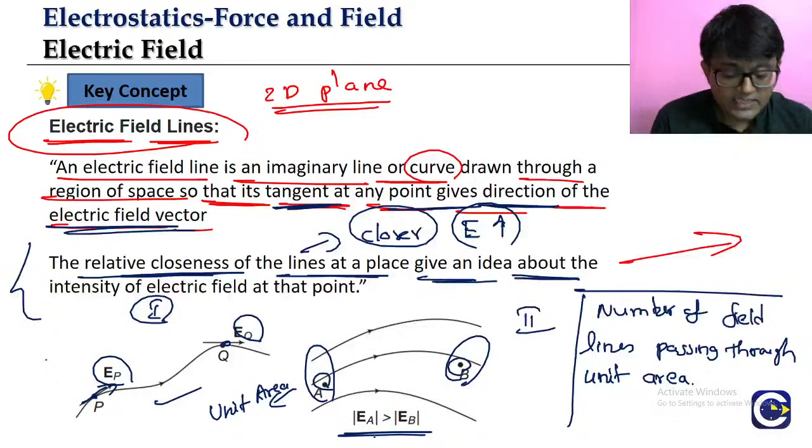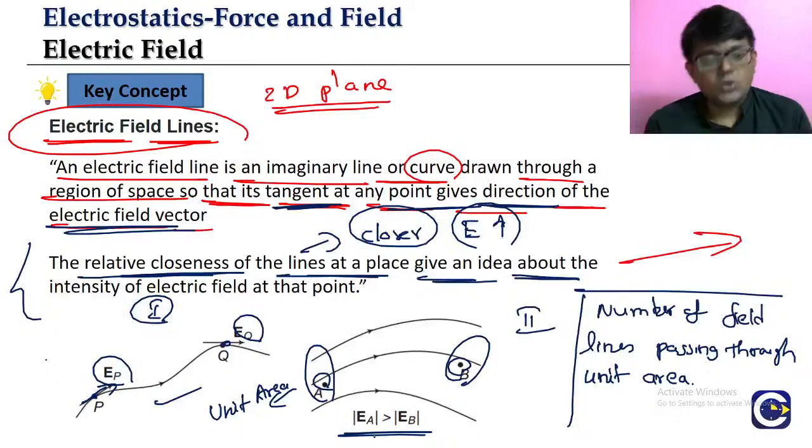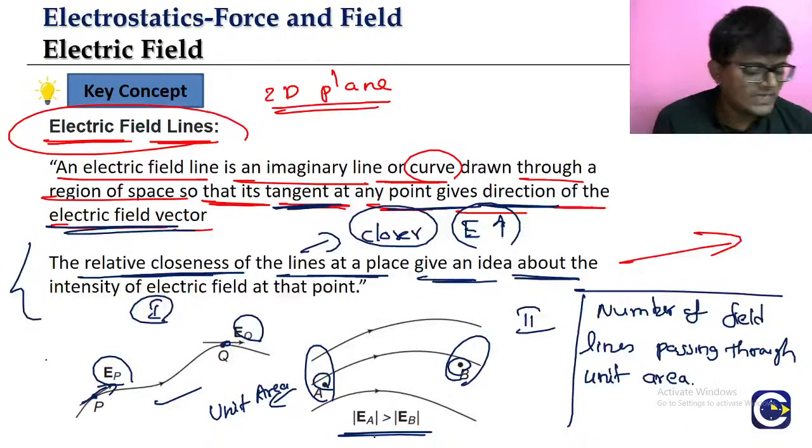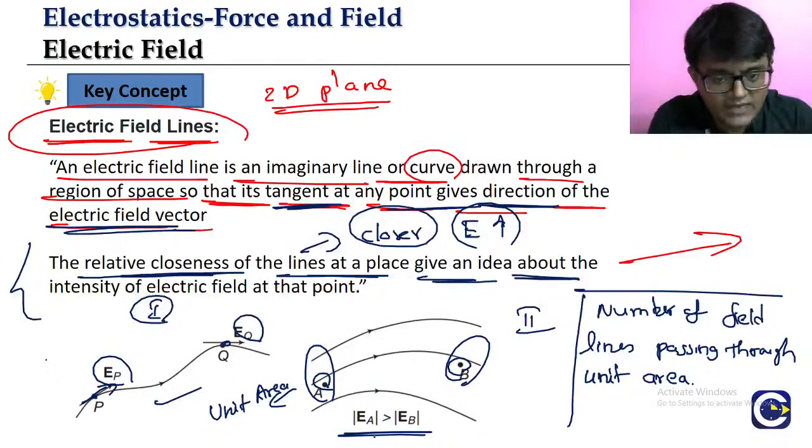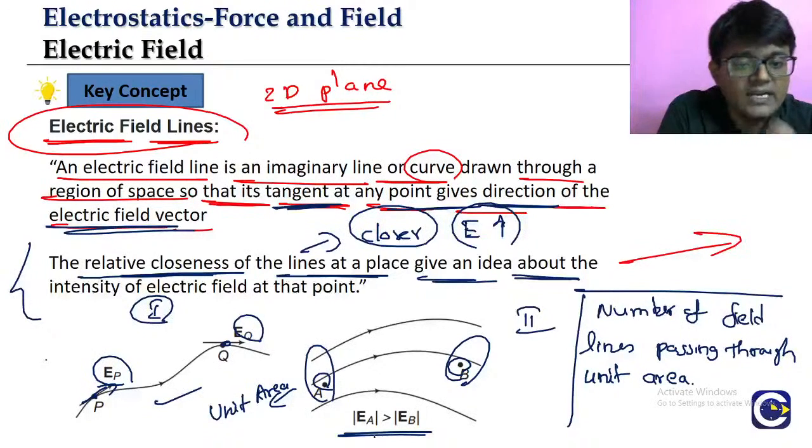By using the idea of relative closeness. By using the idea of what? Relative closeness. Whenever the lines are closer, therefore the field strength is high. When the lines are far away, the field strength there is what? Lesser. Okay va? So this is the concept of the electric field lines.